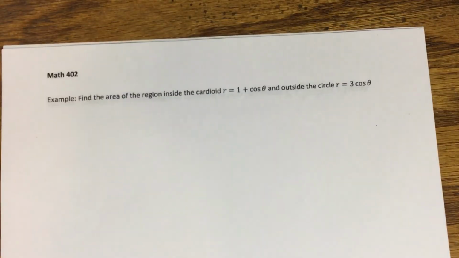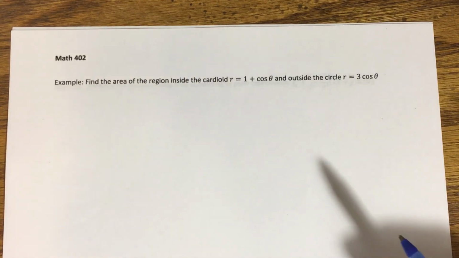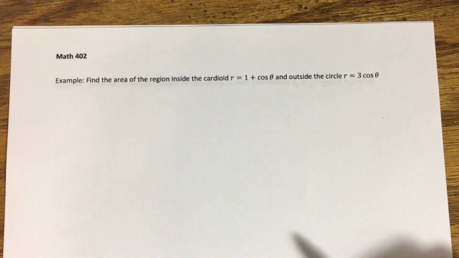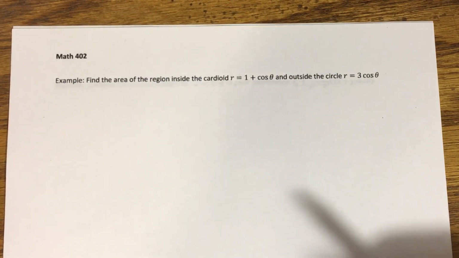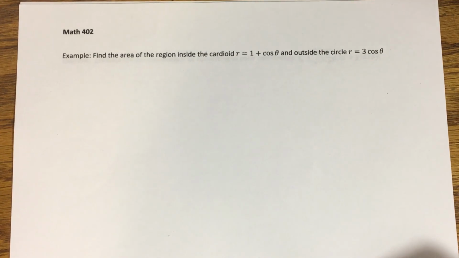Okay. All right, so here we're finding the area of a region inside a cardioid, r equals 1 plus cosine of theta, and outside of a circle, r equals 3 cosine of theta. Back in trigonometry, you learn how to graph polar functions of these types, and you probably reviewed that in Calculus 2. In fact, in Calculus 2, you're taught how to do this exact problem. But what we want to do is take an alternative approach using double integrals.